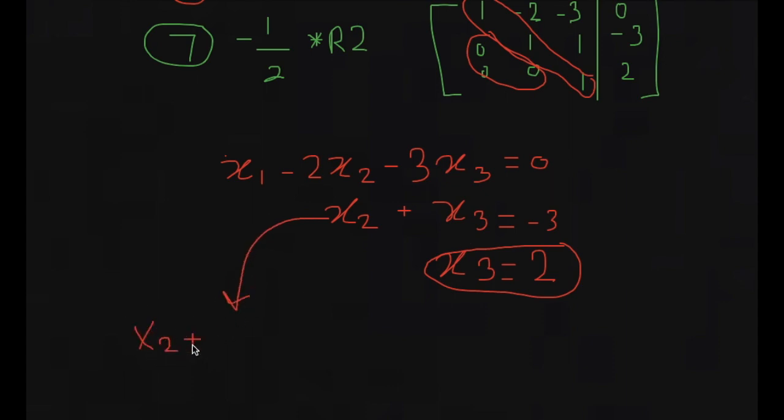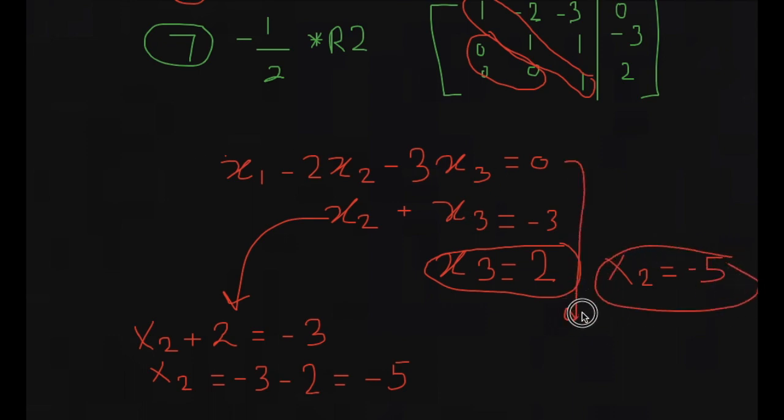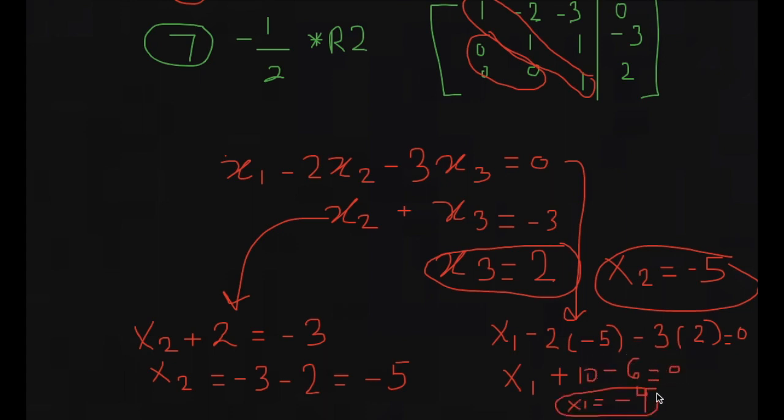x2 plus x3, which becomes x2 plus 2, equals negative 3. When we move the 2 to the other side, we get negative 3 minus 2, which means x2 is negative 5. Now we back substitute these into the first equation, and we get x1 minus 2 times x2, which is negative 5, minus 3 times x3, which is 2, equals 0. Now x1 plus 10 minus 6 equals 0. So our solution to this question is x1 equals negative 4, x2 equals negative 5, and x3 equals 2.